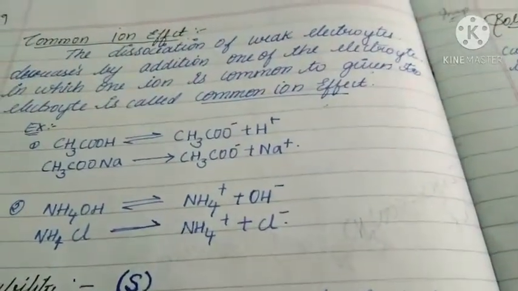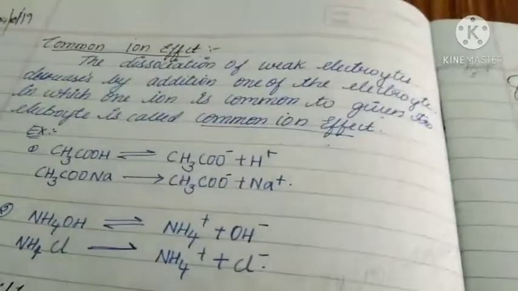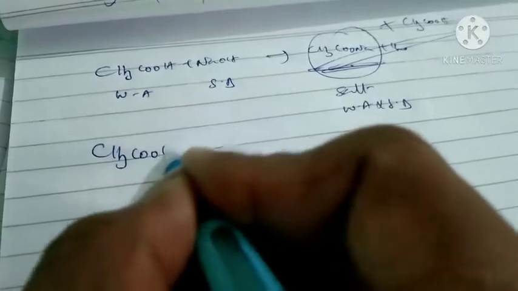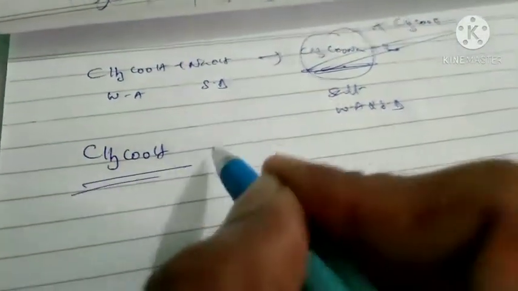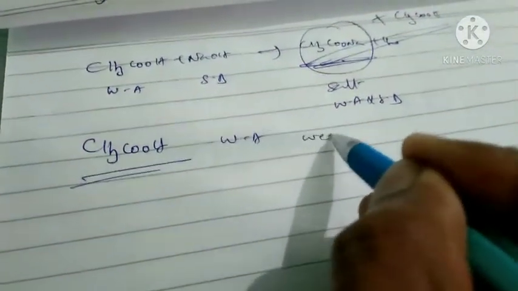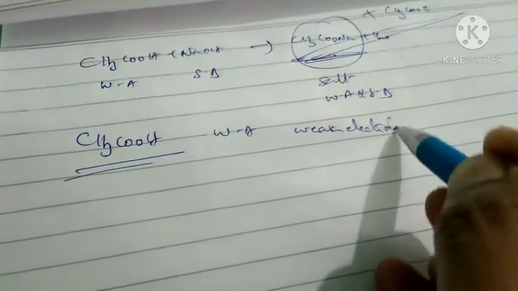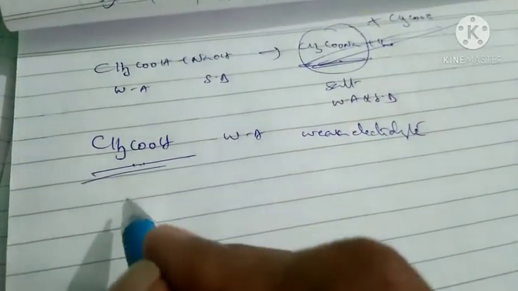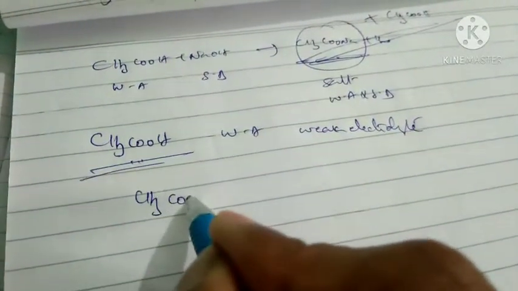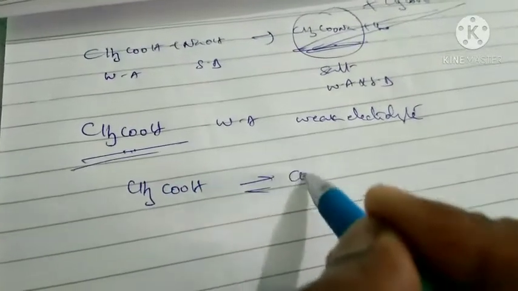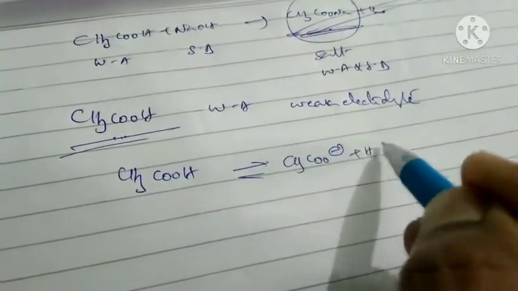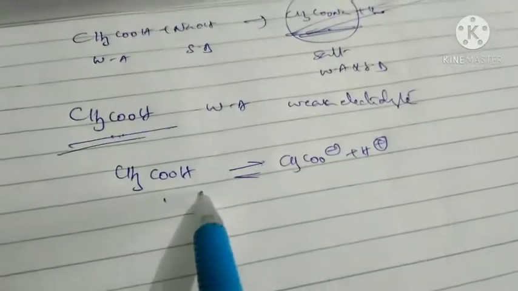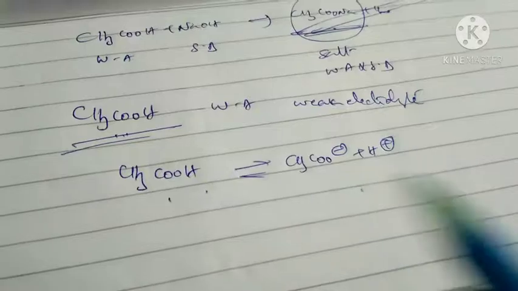First I will explain an example, then you will get a clear idea. See, for example, CH3COOH. This is a weak acid, nothing but a weak electrolyte. It can be represented mathematically like this: CH3COOH gives rise to CH3COO minus plus H plus. What is this reversible symbol? This indicates that it doesn't dissociate completely because it is a weak electrolyte.